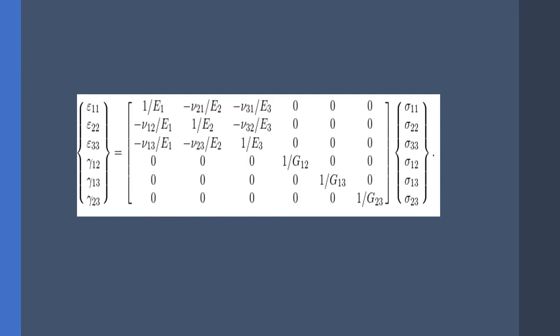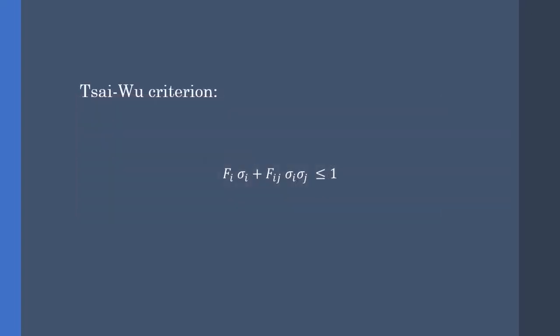Nonetheless, we need a criterion to specifically determine the beginning of the failure. For this purpose, we can use the Tsai-Wu criterion or Hashin criterion, etc. Now, let's review the code which I've written before.